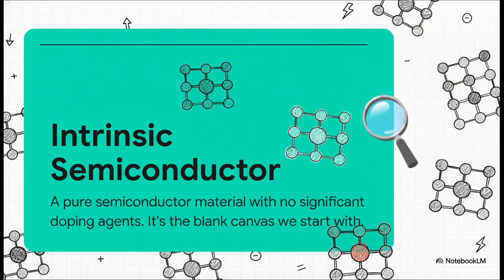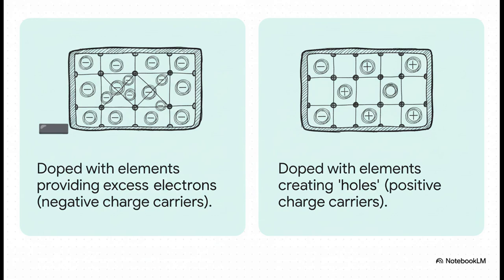The real magic, the part that makes all of this possible, happens when we intentionally add specific impurities. And there's a name for that process. We call it doping. So this doping process lets us create two totally distinct flavors of material. First, we've got what we call N-type material. For this, we add elements that have excess electrons. These little guys are free to move around and carry current, which is why we call it N-type for negative charge carriers.